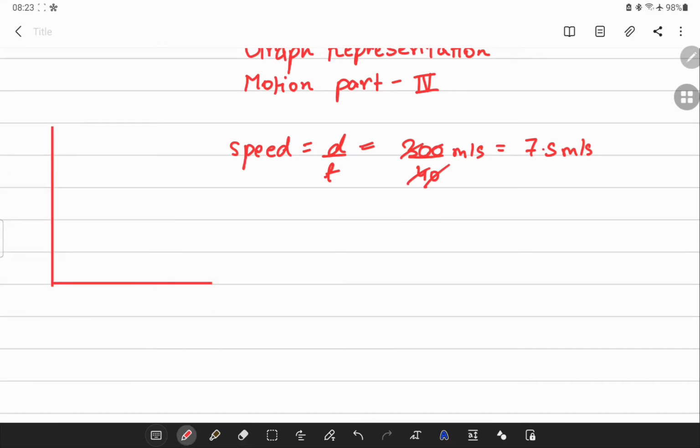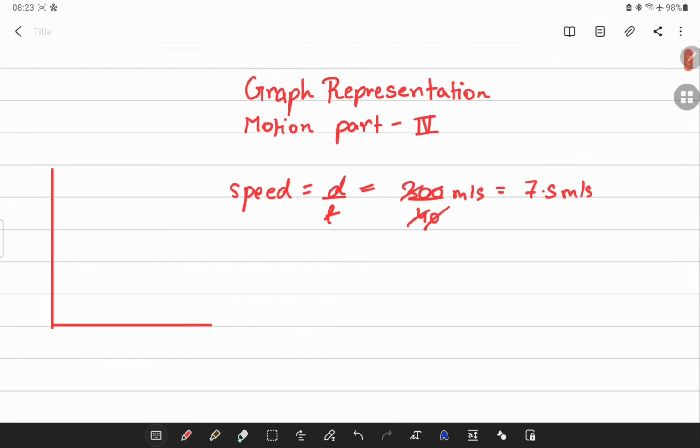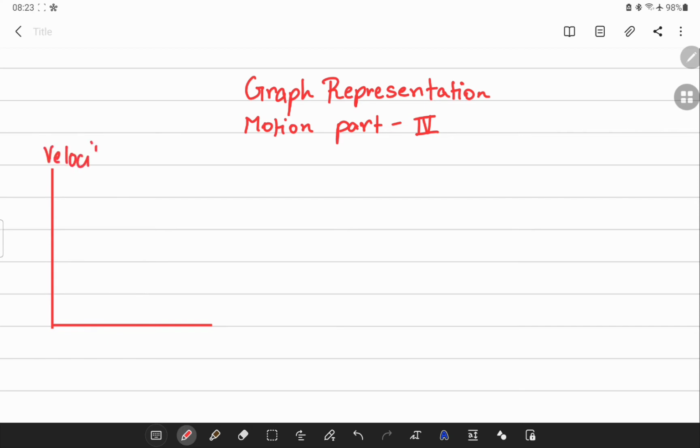Now coming on to the second graph, which is our velocity time graph. Velocity time graph is helpful for acceleration, and it also helps us to find the displacement, or distance I meant, sorry.